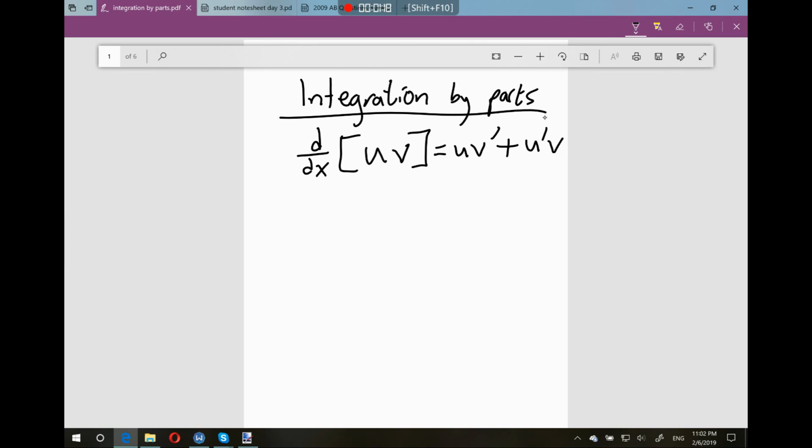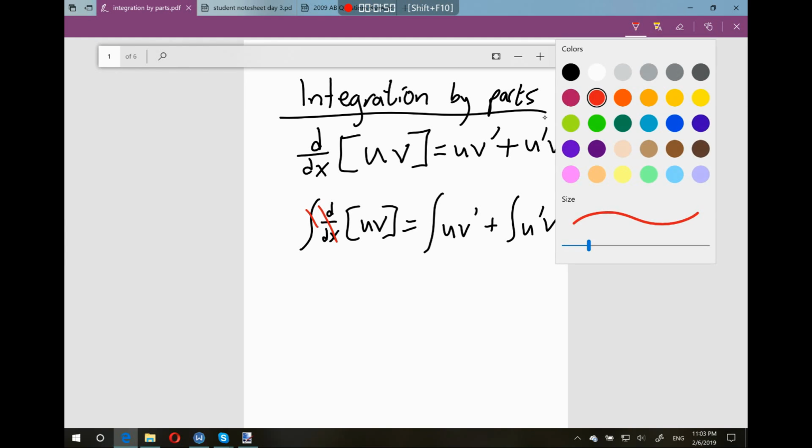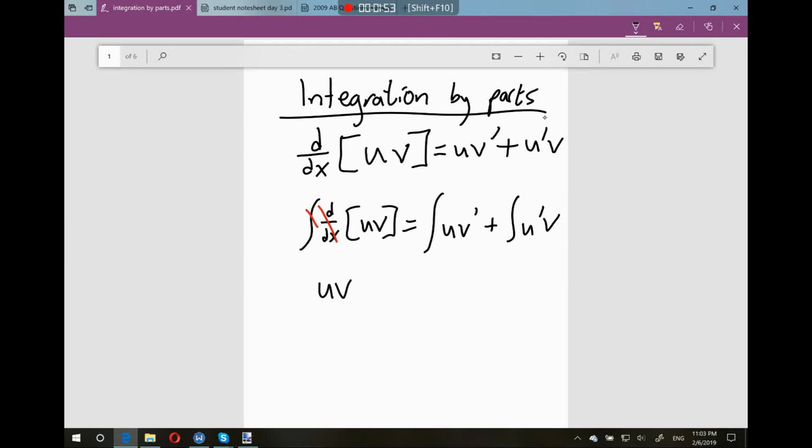So I'm going to integrate both sides. Now I have the integral of the derivative of uv equal to the integral of uv prime plus the integral of u prime v. If I integrate that whole right side, you can split up the integrals at any plus sign because integration is just addition. If I integrate a derivative, then these will cancel. So I'm left with this: uv is equal to the integral of uv prime plus the integral of u prime v.